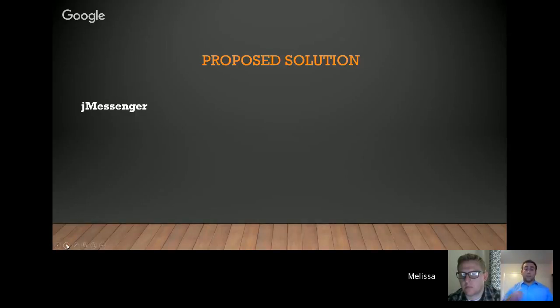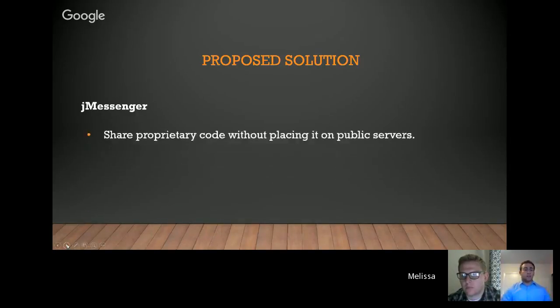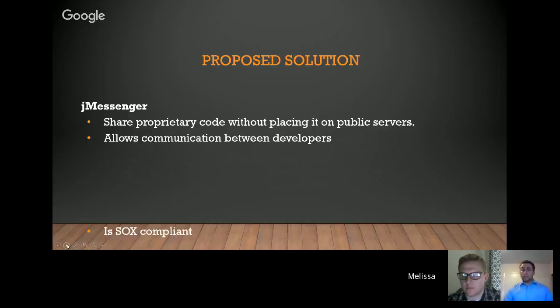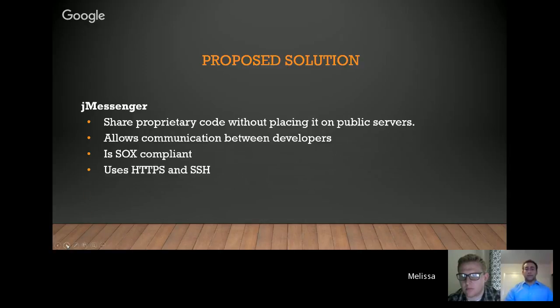So we'd like to talk about a proposed solution that would be made through a program called J Messenger. It's a program that we're developing. It allows us to share proprietary code without placing it on servers. This would be very important to the integrity of the data. This allows communication between our developers, so 100% developer to developer. It'll be SOX compliant, which is Sarbanes-Oxley compliant. And this will be made possible through the use of HTTPS and SSH.